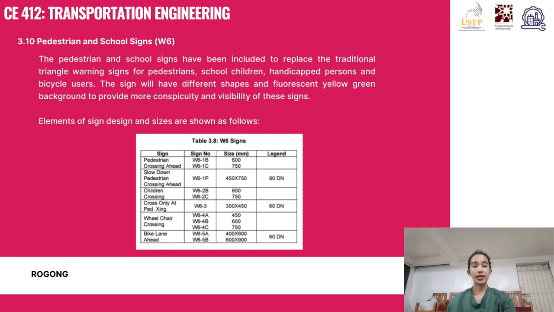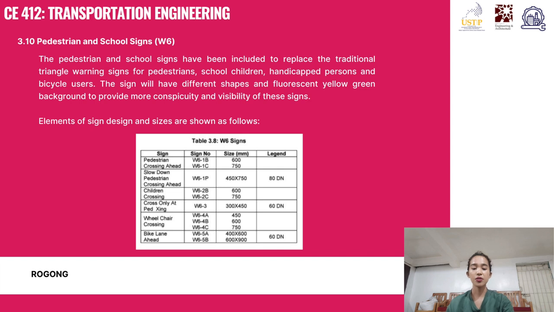For the next sign, we have the pedestrian and school signs, or W6. This means that the pedestrian and school signs have been included to replace the traditional triangle warning signs for pedestrians, school children, handicapped persons, and bicycle users. These signs have different shapes and a fluorescent yellow-green background to provide more visibility. As you can see, the elements of the signs and sizes are shown as follows.